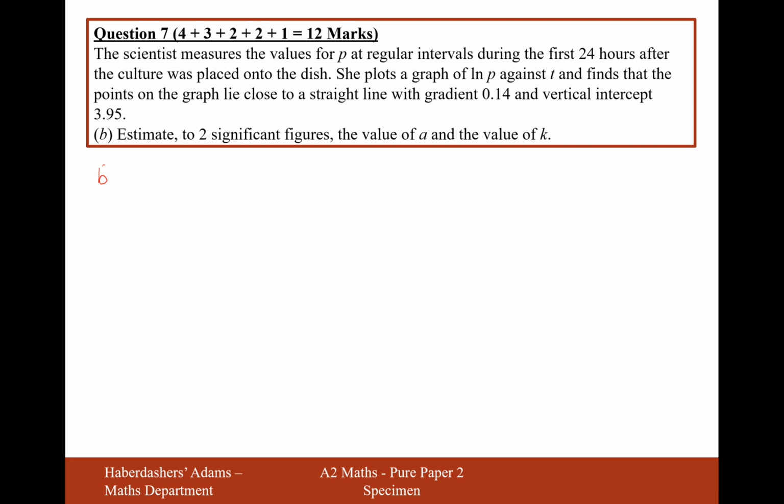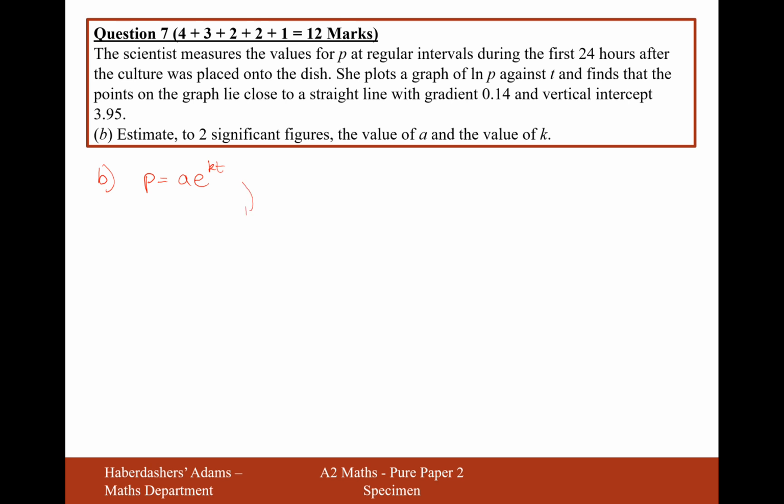Moving on to part B, remember from part A it was P equals A e to the kt. The scientist measures the values of P at regular intervals during the first 24 hours after the culture was placed onto the dish. She plots the graph of ln P against t and finds that the points on the graph lie close to a straight line with gradient 0.14 and a vertical intercept of 3.95. Estimate to two significant figures the value of A and the value of k.